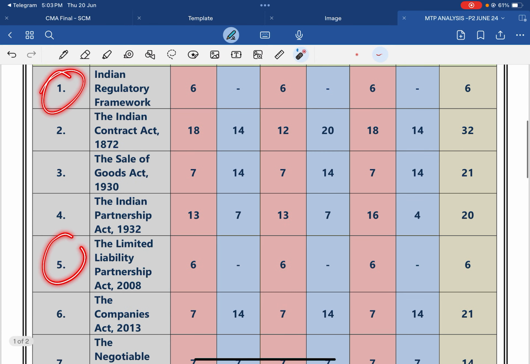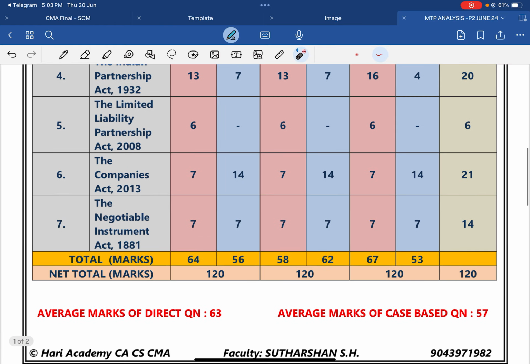So direct questions like Indian regulatory framework, LLP and partnership will give you more advantage to score 40 plus or 50 plus marks. Then the sixth one, Companies Act. In Companies Act, only 7 marks is direct question, 14 marks is case based. It is a very small chapter which you are having in your syllabus. So make sure you are focusing on this area to secure 60 plus marks. If you study all this which I am going to tell you further, you can easily secure 60 plus marks by writing a neat, good presentation.